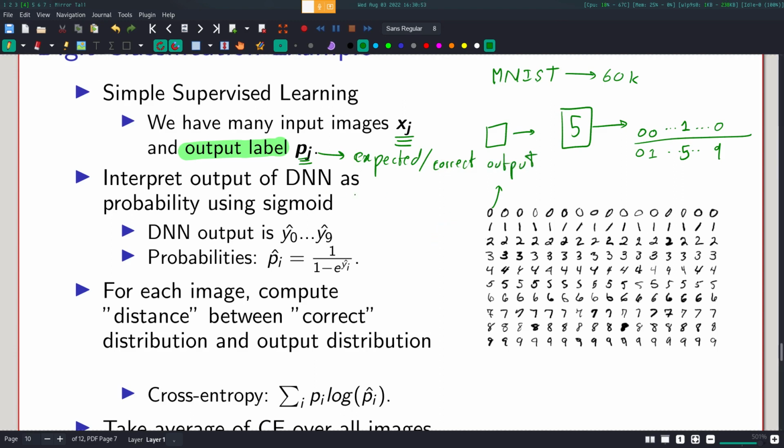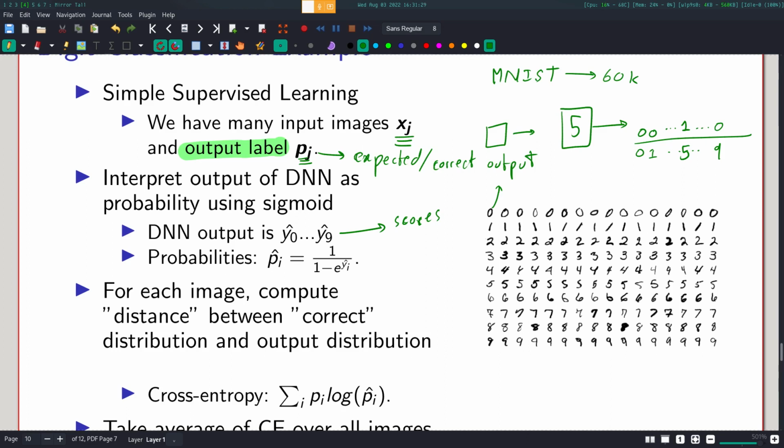Now similarly our DNN is going to take in this image and output some scores. A priori these scores are just some random numbers. A greater number means that the image has a better chance: if the output is greater for 5, then the DNN thinks there is more chance that this particular image is 5. So the output is such scores.